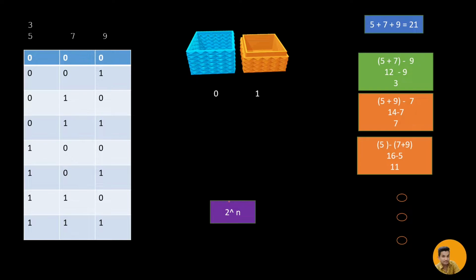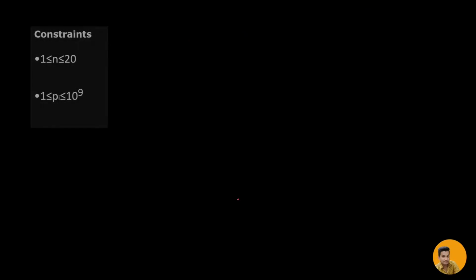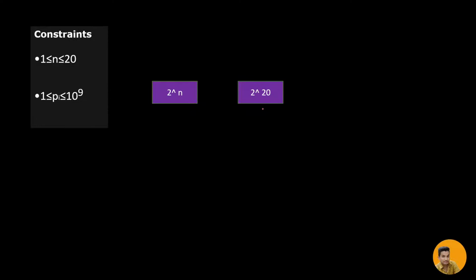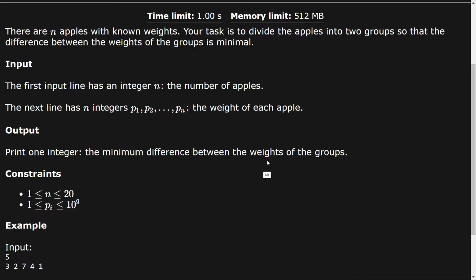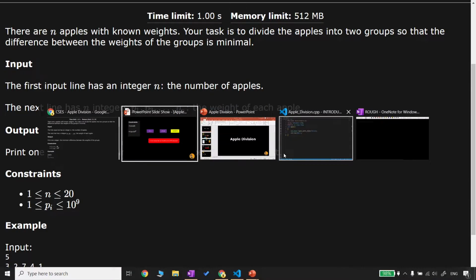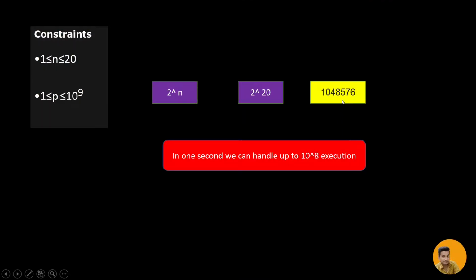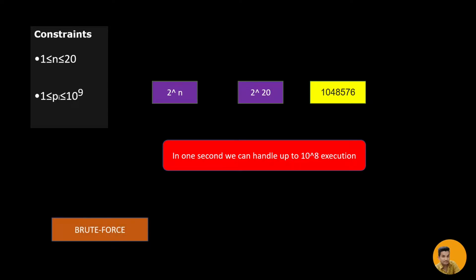So this will have 2 to the power n execution time, and the constraint given is that n would be less than 20. That means 2 to the power 20, and this value is surely less than 10 to the power 8, because in 1 second we can handle up to 10 to the power 8 executions, and the time limit is 1 second. So this value is less than 10 to the power 8, so we can apply brute force here.